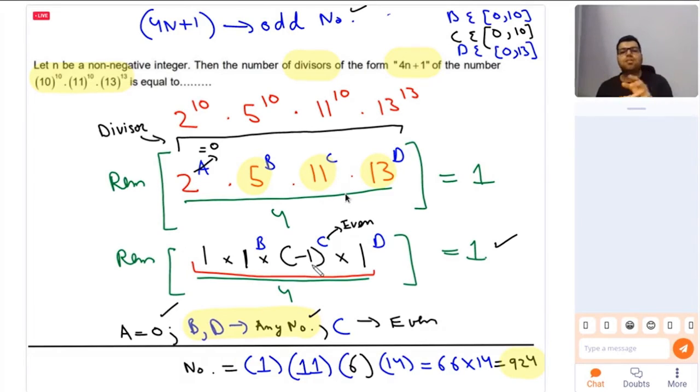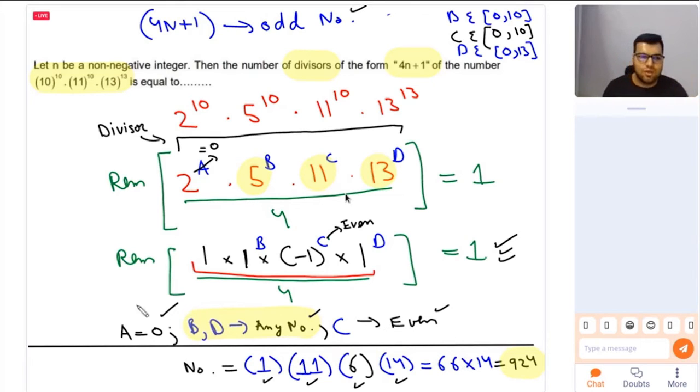So in order to make this remainder equal to 1, I have to make c even, because minus 1 raised to power even gives us 1, and then the numerator will be equal to 1, remainder will be 1. So c is even. After that, it is just simple how you calculate the factors for a particular number. For a, only one option. For b, we had 11 options, 0 to 10, any number. For c, the number had to be between 0 to 10, but we had to take only even values, so 6 values. And for d, any number between 0 and 13, so 14 values. So 6 into 14 into 11, 924 is the answer.